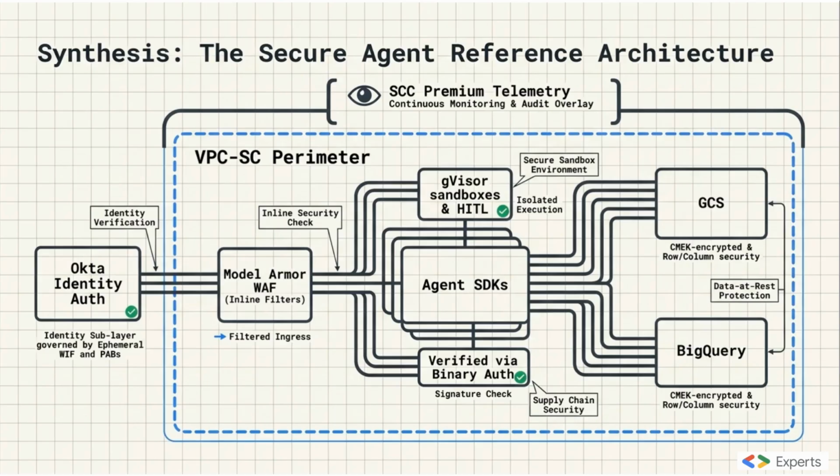Now let's bring everything together. This reference architecture combines identity verification, Model Armor, VPC Service Controls, sandbox execution, verified software supply chains, protected storage, and continuous monitoring.